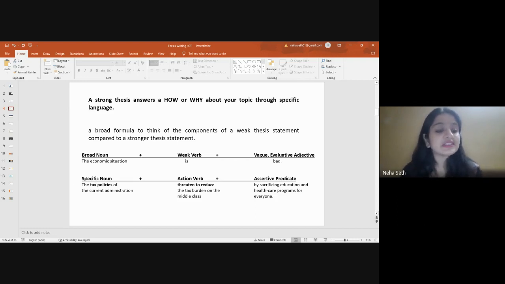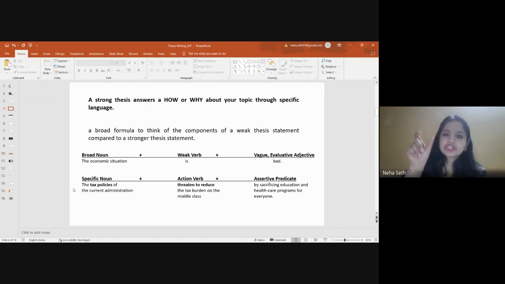Rather, we can use a proper formula to formulate a thesis statement, and this statement can be rewritten using a specific noun. As I mentioned, the economic situation can be judged using various macroeconomic factors. It is impossible to study all the economic factors in one thesis, so we have to define the scope. Instead of using a broad noun like economic situation, I have used a specific noun. What I'm considering here is the tax policies for understanding the situation.